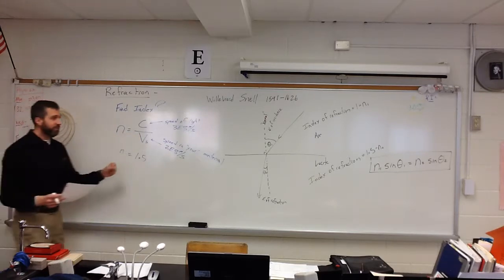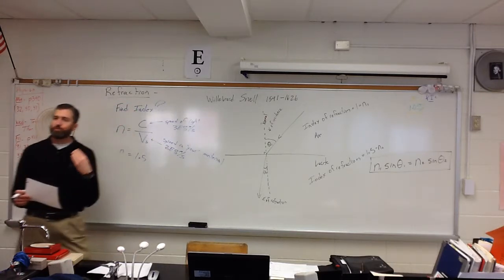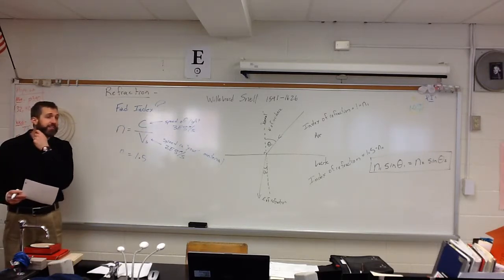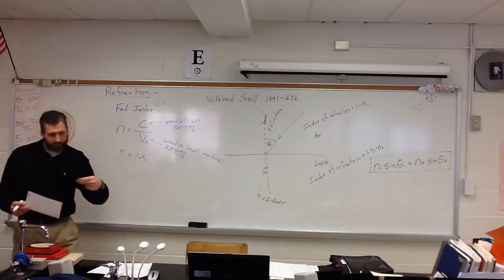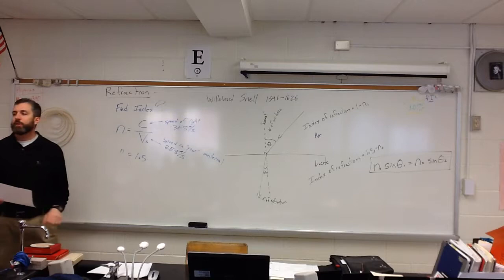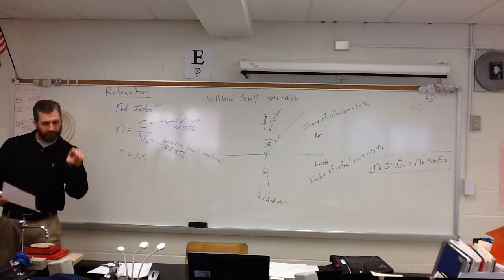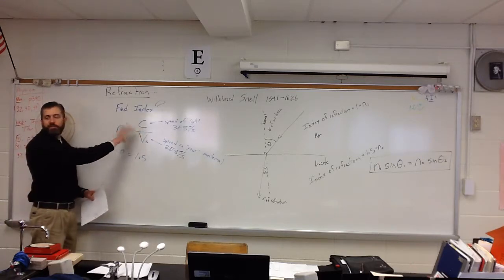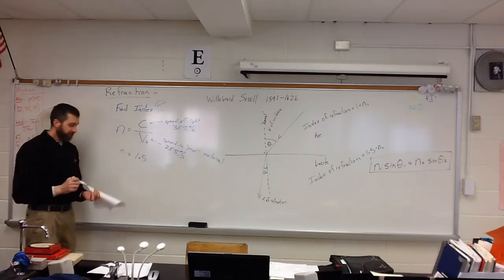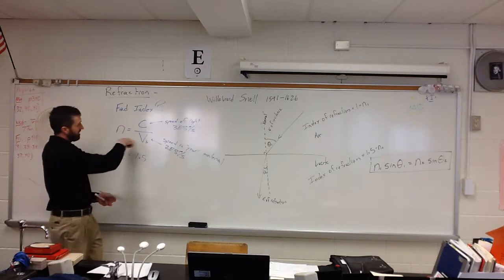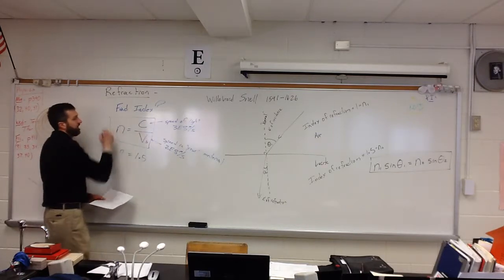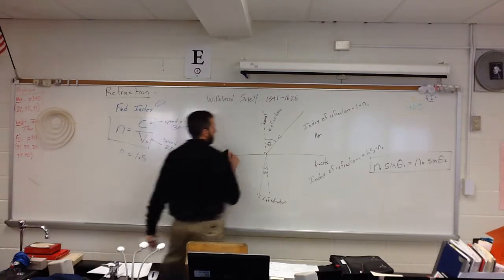Now there's actually in your reference table a whole chart, and it tells you really common ones. So most of them you don't have to calculate. If I say, what's the index of flint glass, you look it up. What's the index of diamond? 2.4. Okay, and then you just use it. But this is how they found them, right? And sometimes you do have to use this equation to find an index. So let's do an example of Snell's law.